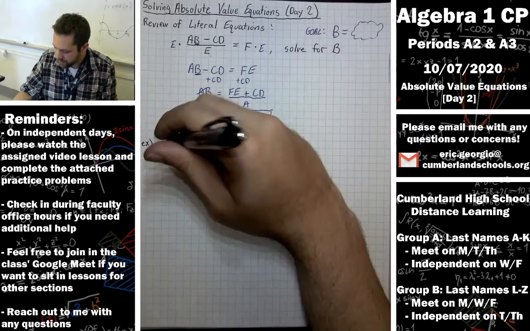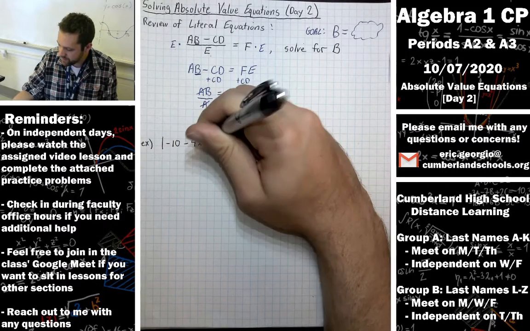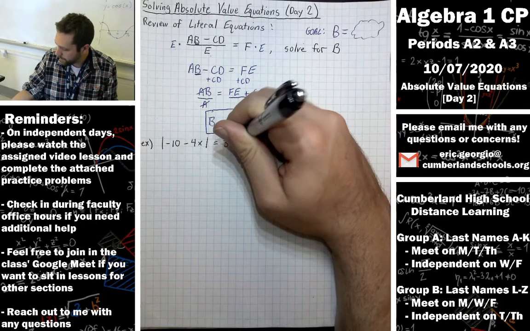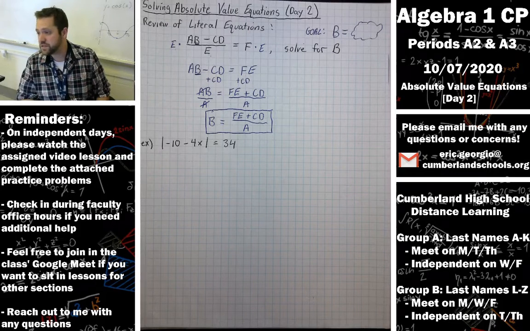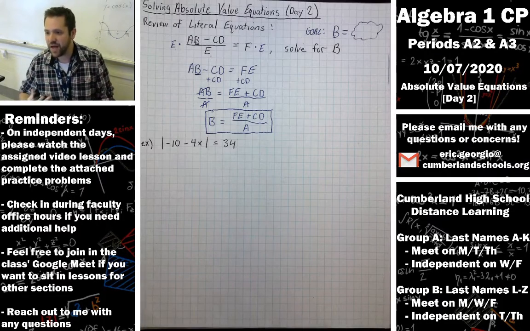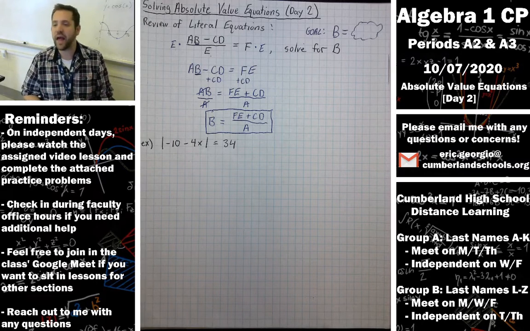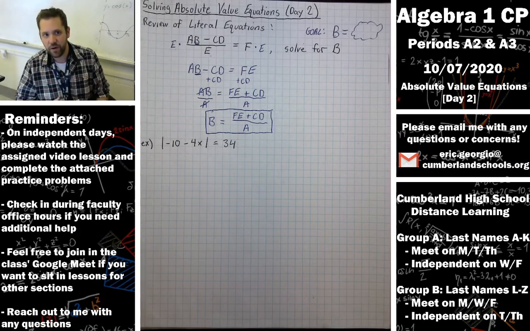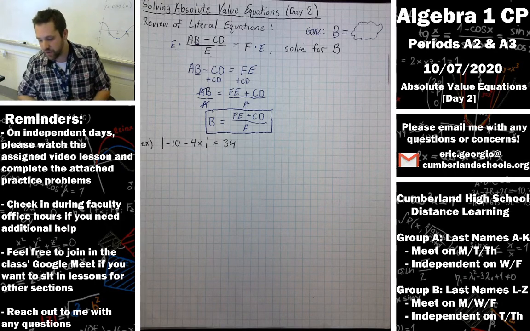Problem like this, ready? I have the absolute value of negative 10 minus 4x is equal to 34. Okay? Again, the absolute value refers to some quantity's distance from 0, right? So we know that the absolute value of positive 34 is 34, and the absolute value of negative 34 would also be 34, because that negative 34 is also 34 units away from 0.